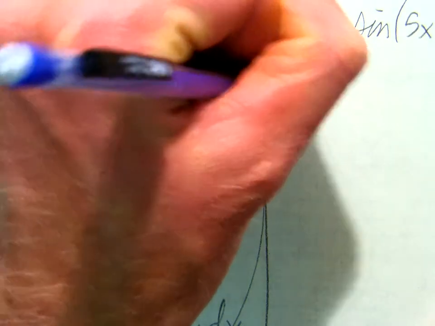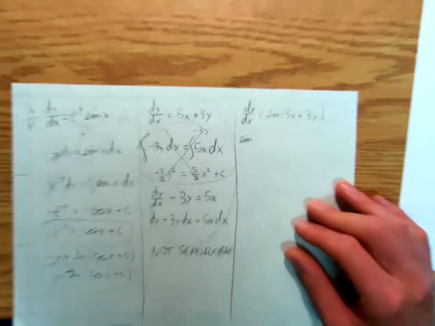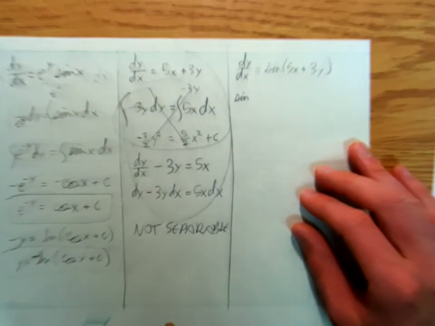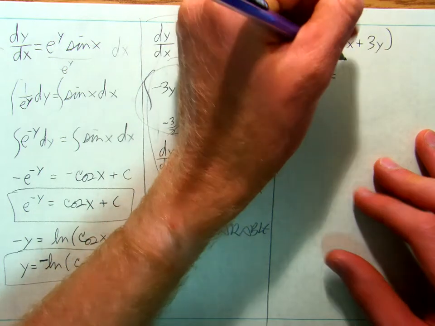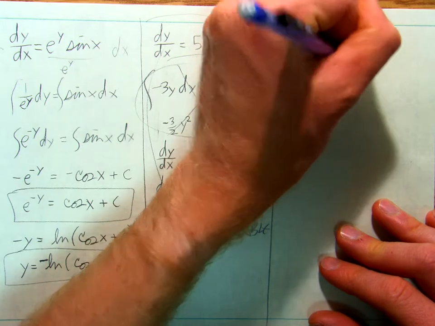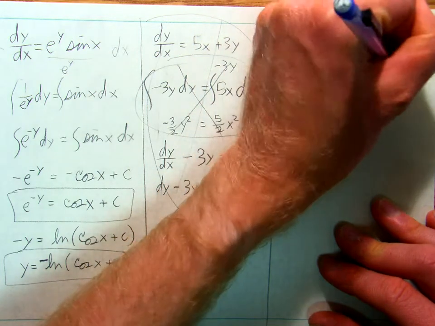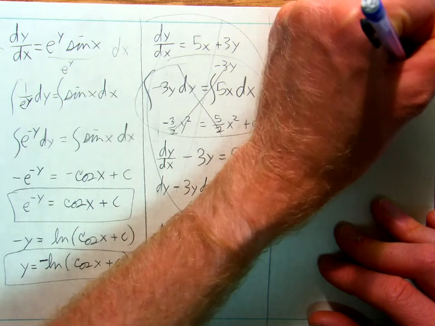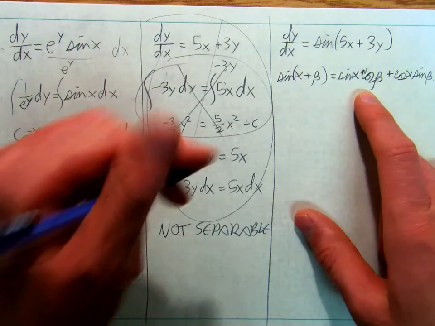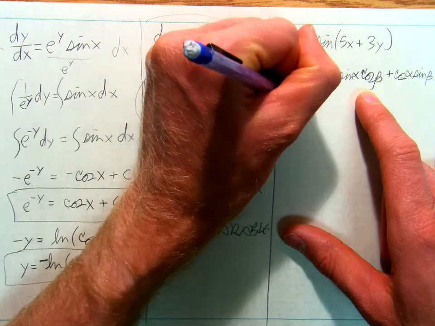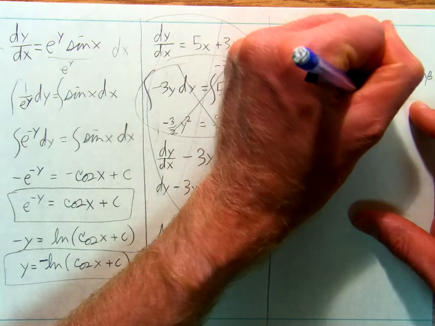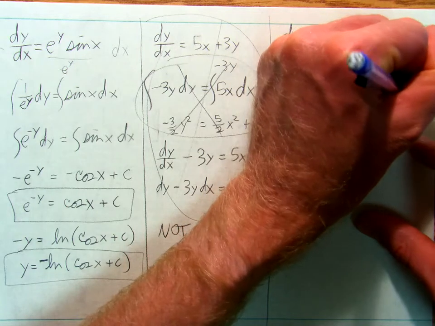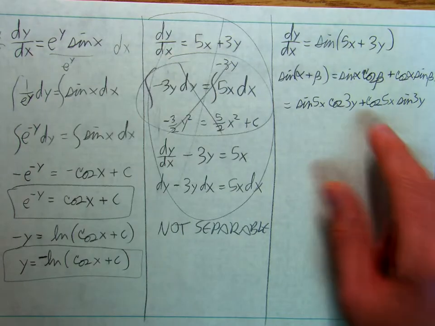So we've got sine of alpha plus beta is equal to sine alpha cosine beta plus cosine alpha sine beta. Okay, so then I've got, sort of jumping ahead, sine 5x cosine 3y plus cosine 5x sine 3y.